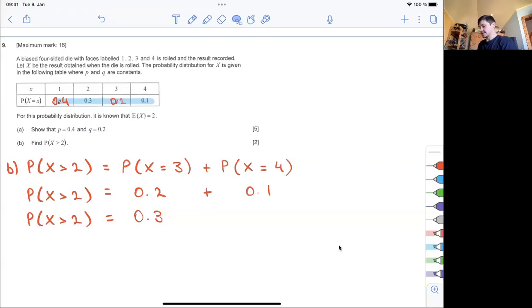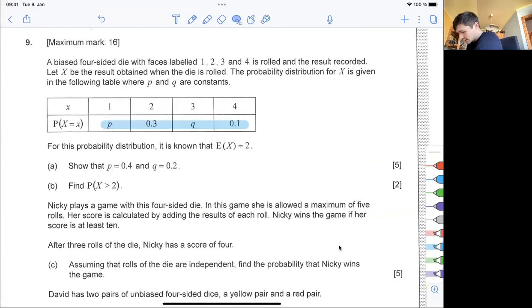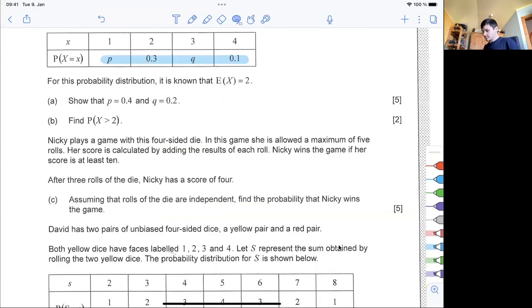Okay, on to part C. Let's go up. So Nikki plays a game with this 4-sided die. In this game, she's allowed a maximum of 5 rolls. Right, let's highlight that up. Maximum of 5 rolls. And we'll extend it to include the idea of it being the maximum. Okay, her score is calculated by adding the results of each roll. Nikki wins the game if her score is at least 10.